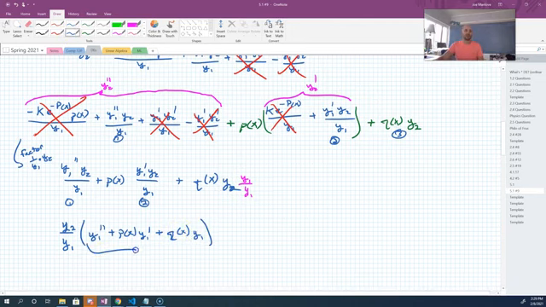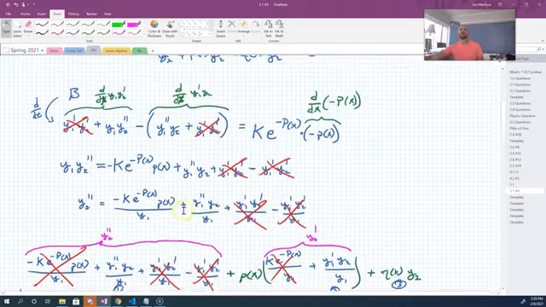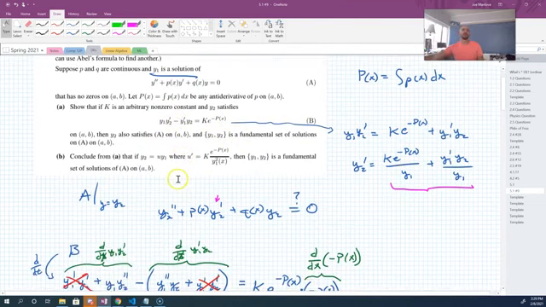And because y1 solves my differential equation, I know this stuff is identically 0. That stuff's all 0, and so this whole thing is 0. Check, done, solves. And if we want to see that it's a fundamental set of solutions, you can see that this is the Wronskian here. I'll leave that to you guys.